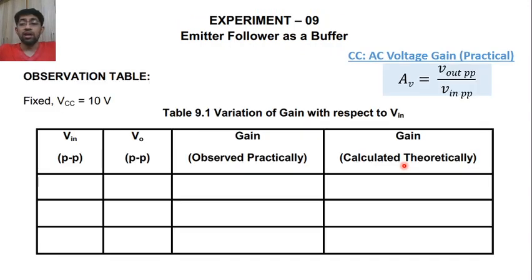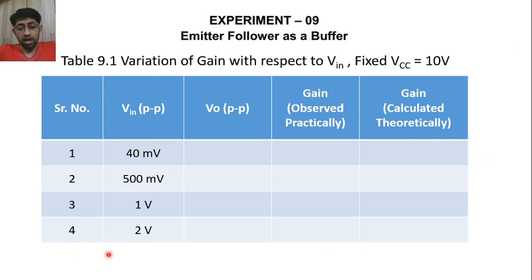So let us move to table number 9.1 and simulate the circuit and get our results. Let us start with varying the input voltage. Here one table is prepared where we will take these different input voltages and find out the corresponding output voltage. Once we find the output voltage, you have to calculate the gain, both observed practically and theoretically.